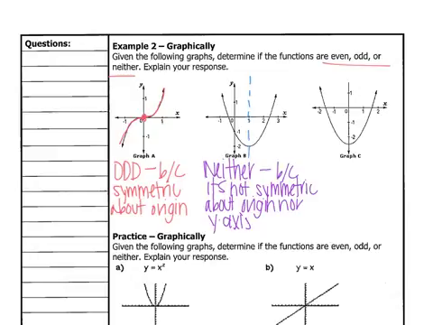Then if we look at the last graph, if you were to fold this parabola in half, where would you draw your line of symmetry?